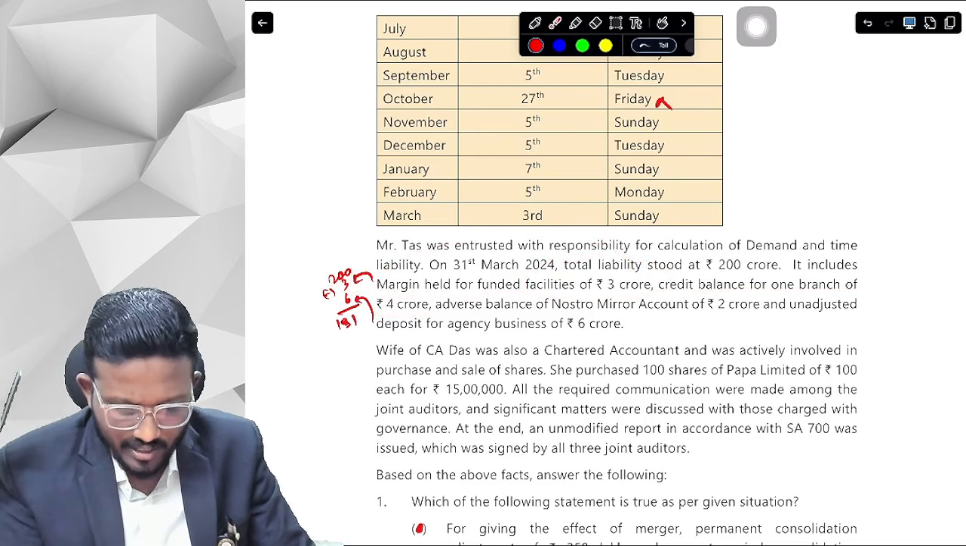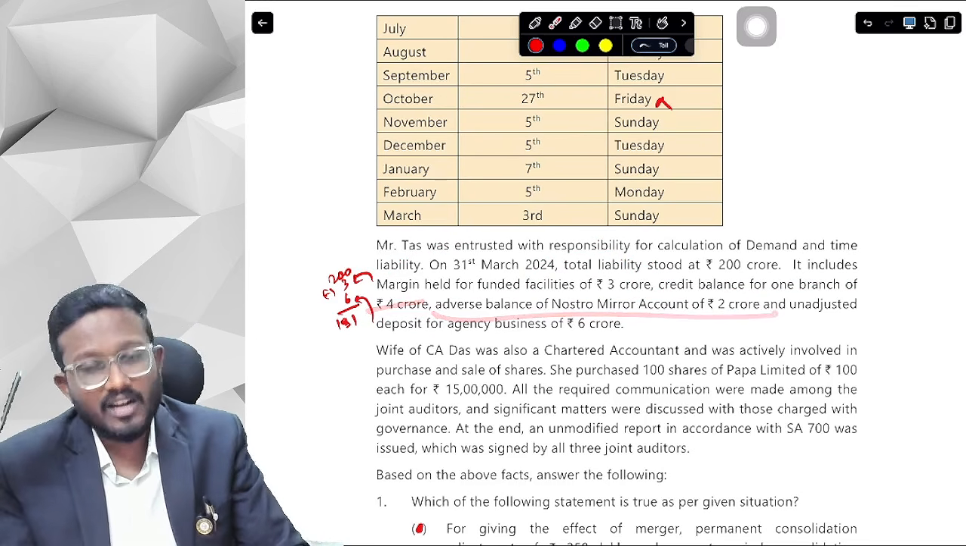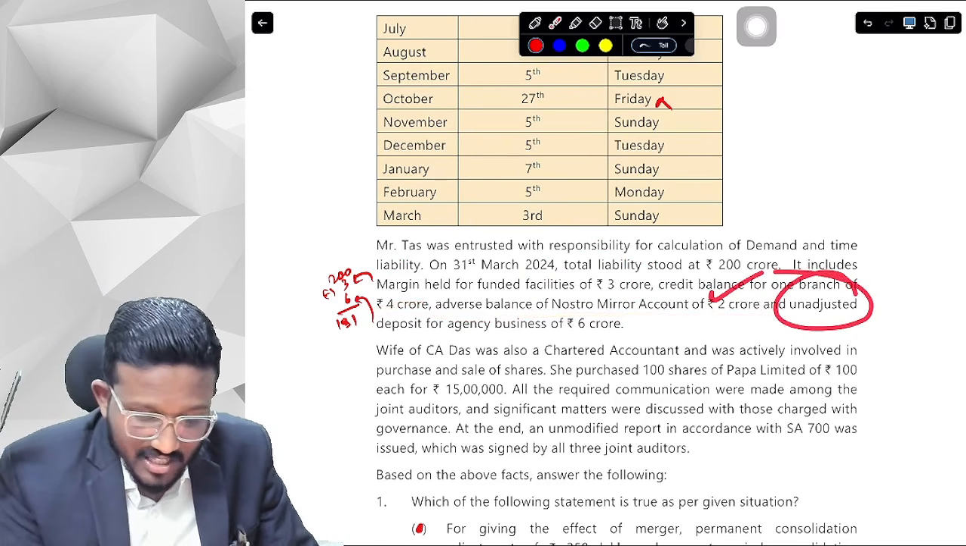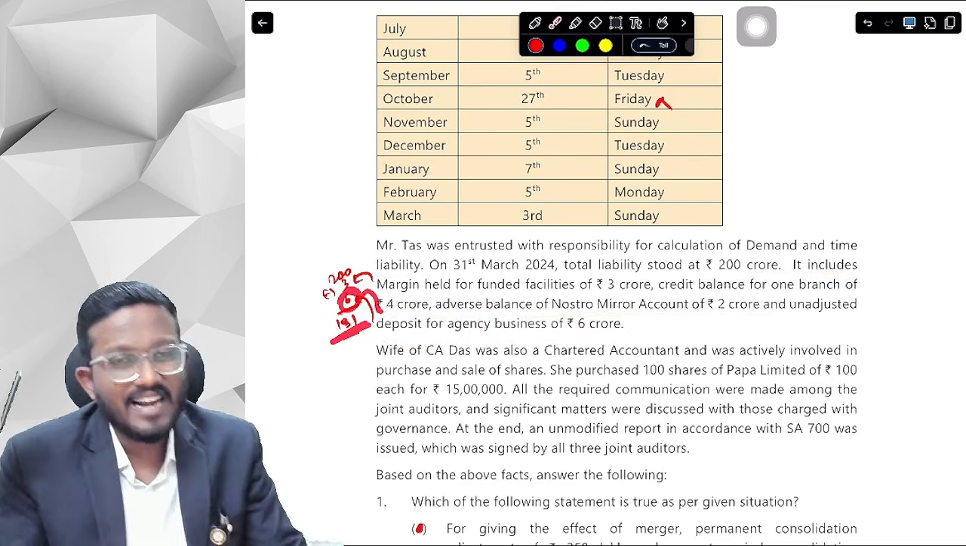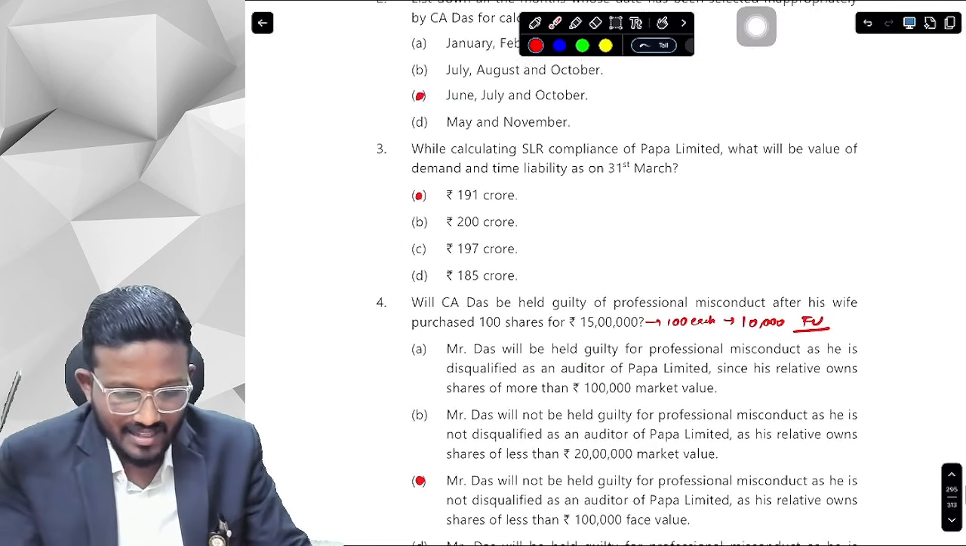That will be included. So it is included. Adverse balance of Nostrum error account needs to be included. It is included. Unadjusted deposit for agency business 6 crore, this is not included, so this will be minus. So 191 will be your demand and time liability. That is written over here.